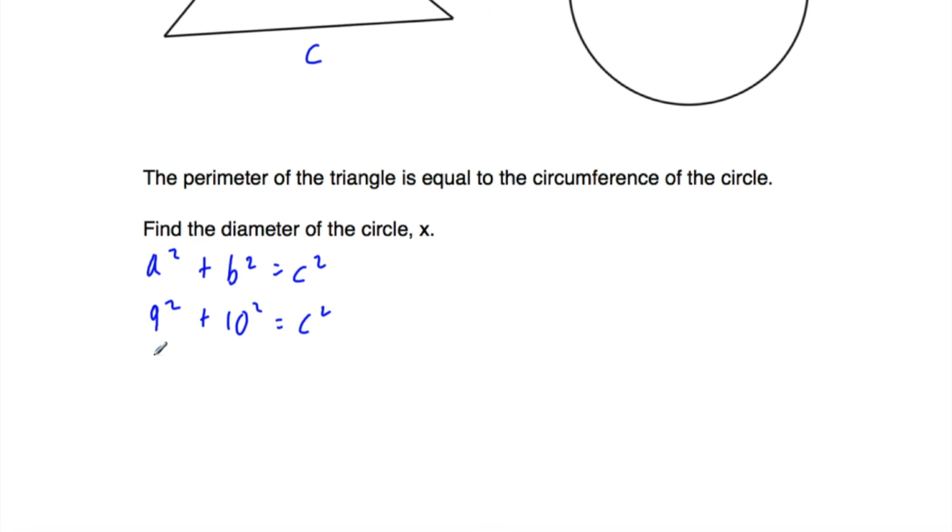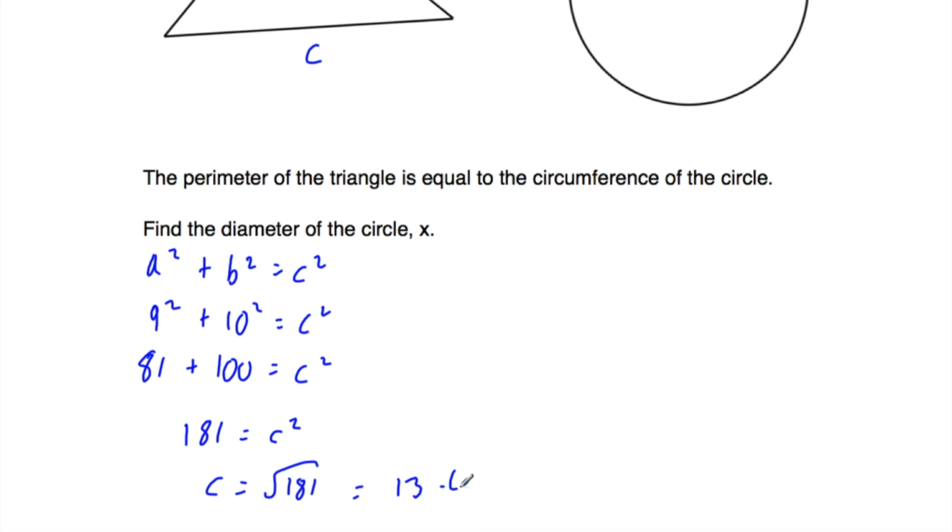So 9 squared is equal to 81, and 10 squared is equal to 100. And that's equal to c squared. 81 plus 100 is 181, and that's equal to c squared. So the length of this side squared is 181. If we square root it, we'll find the length of this side. So c is equal to the square root of 181, and that's equal to 13.4536241 centimeters. So that's the length of that side, the length of the base of that triangle.